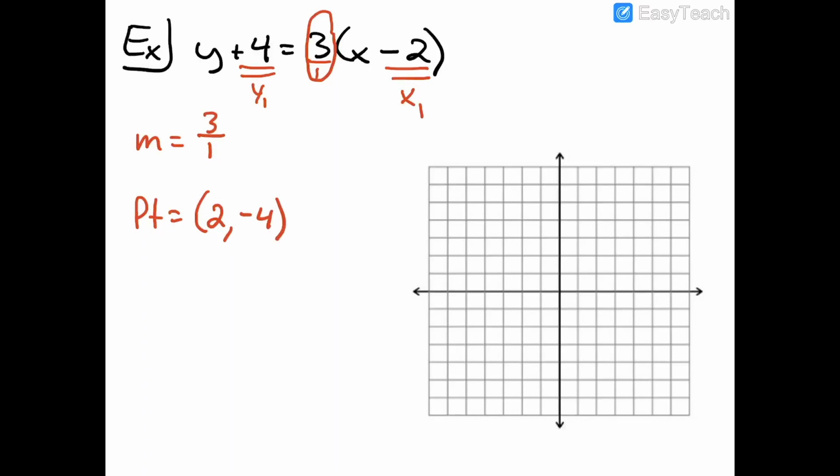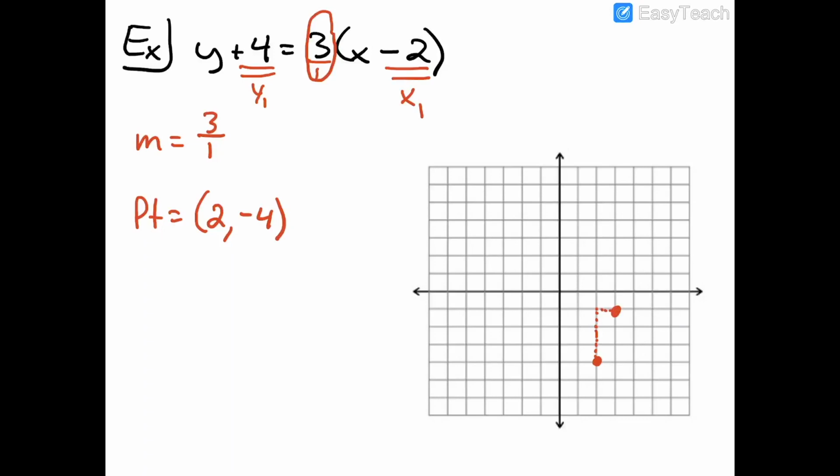Once I've got the slope and the point, I can plot the point. So that would be 2, negative 4. And that puts that point right there, going to the right 2 and down 4. Now I want to run a positive slope of 3/1. So I'm going to go up 3 and to the right 1, and that'll be my second point.